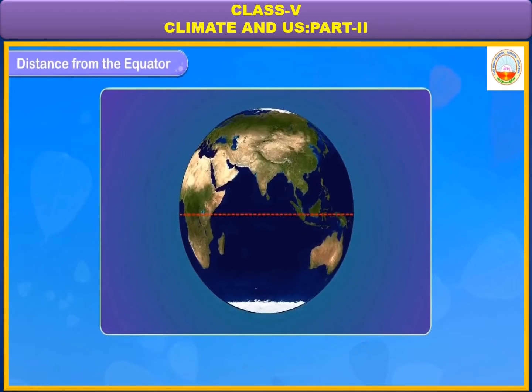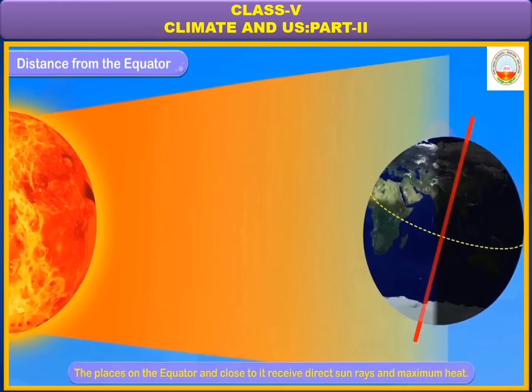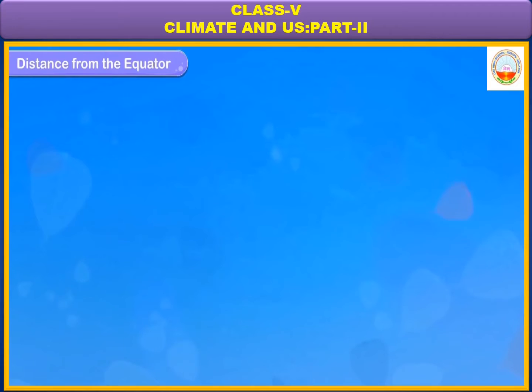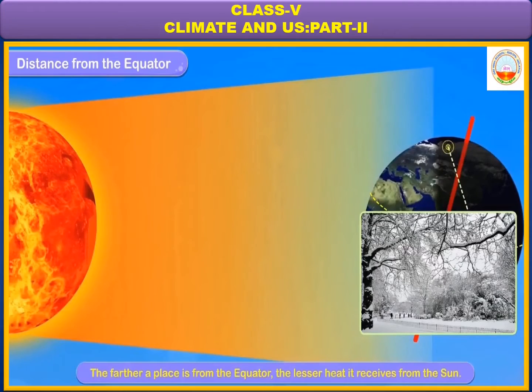Children, let us learn distance from the equator. The places on the equator and close to it receive direct sun rays and maximum heat. The further a place is from the equator, the lesser heat it receives from the sun.